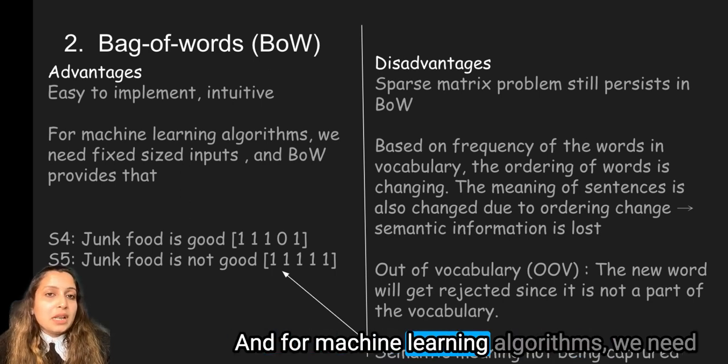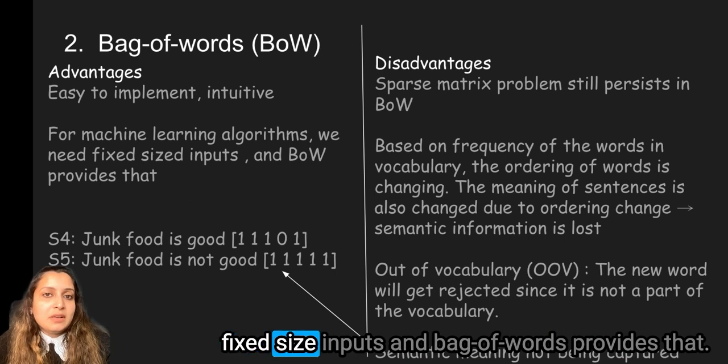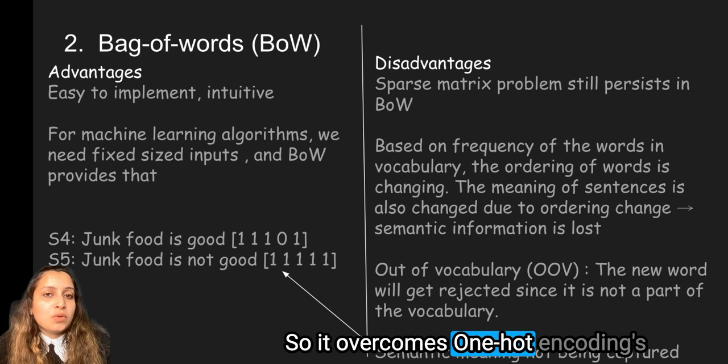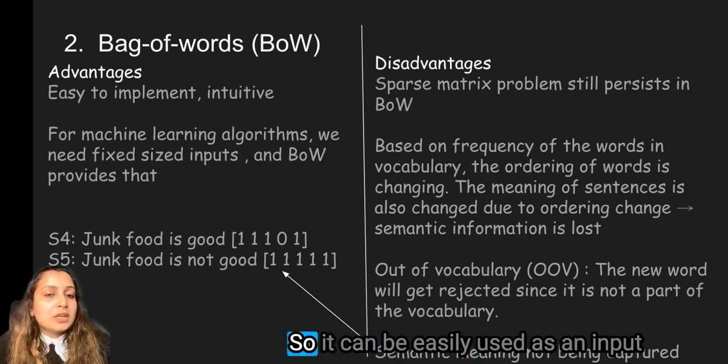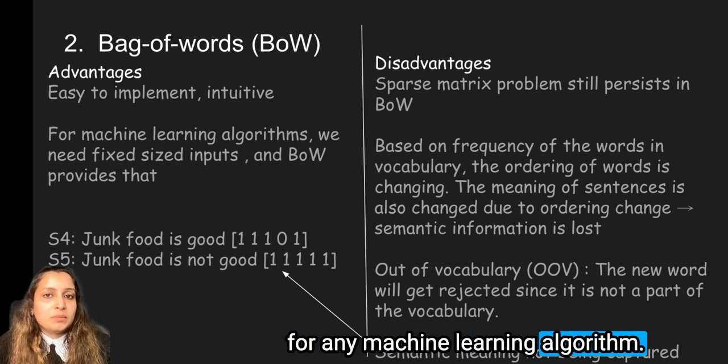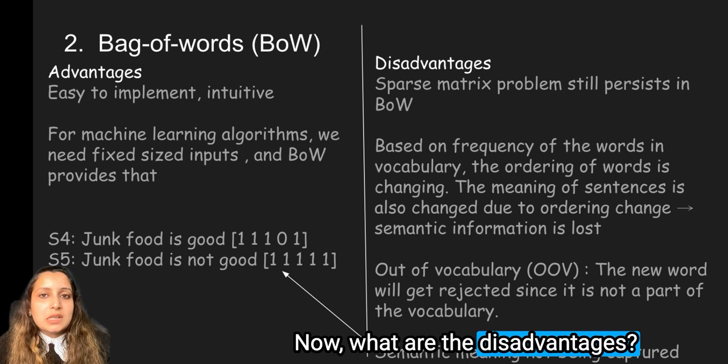And for machine learning algorithms, we need fixed size inputs, and bag of words provides that. So it overcomes one hot encoding's disadvantage of variable vector size. So it can be easily used as an input for any machine learning algorithm. Now, what are the disadvantages?